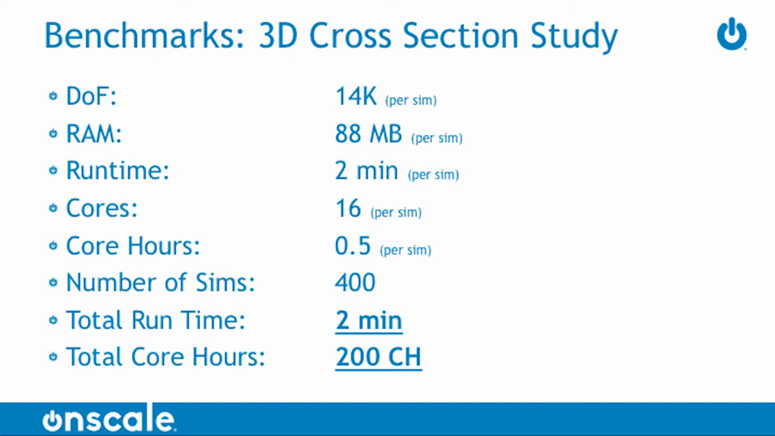Each of our 2D cross-section simulations took around 2 minutes to execute. So if we had executed all 400 serially, it would have taken over 13 hours to complete. But since we executed the sims in parallel on the OnScale Cloud HPC platform, we got the results of our entire study back in just 2 minutes.